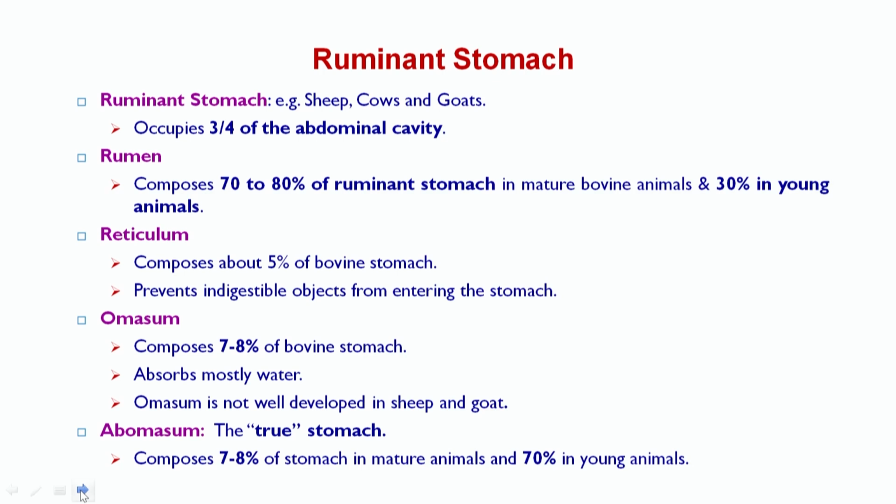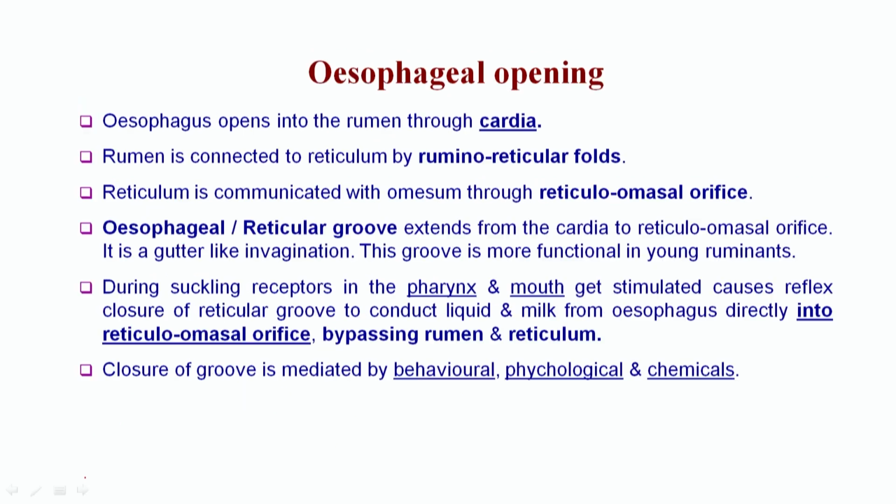If you talk about the ruminant stomach, it has four compartments. The first one is the rumen, the second is the reticulum, the third is the omasum and the fourth is the abomasum. Where the esophagus opens into the stomach, that part is called the cardia.